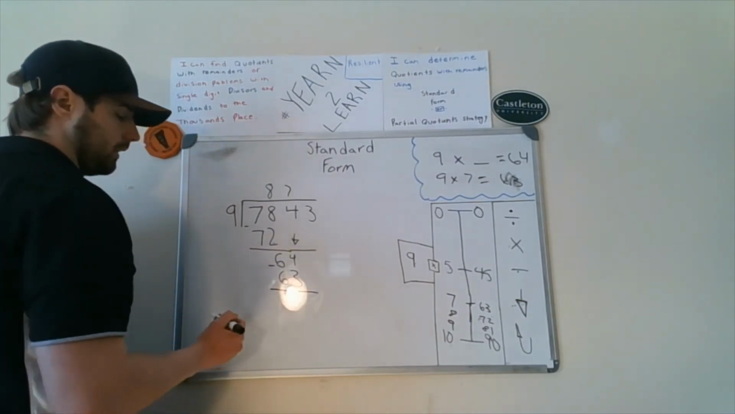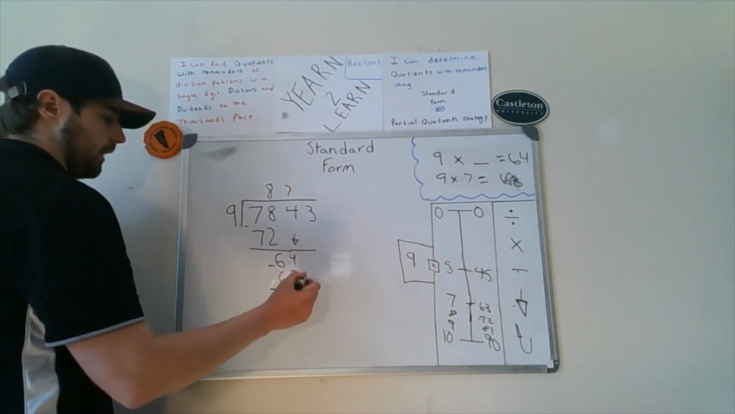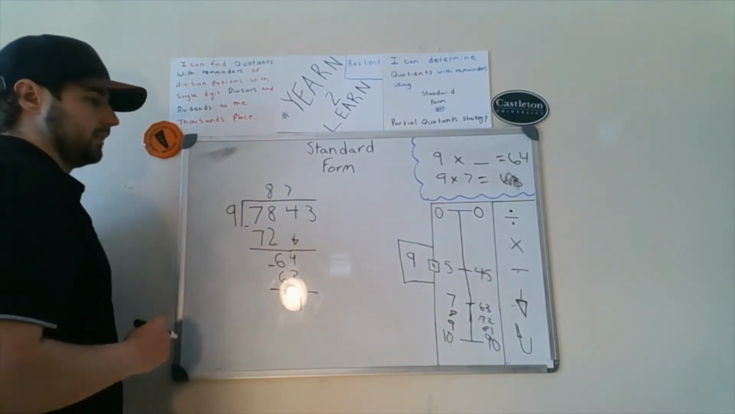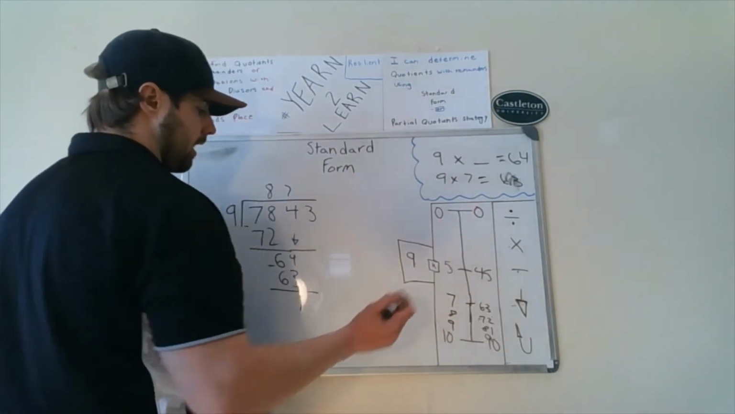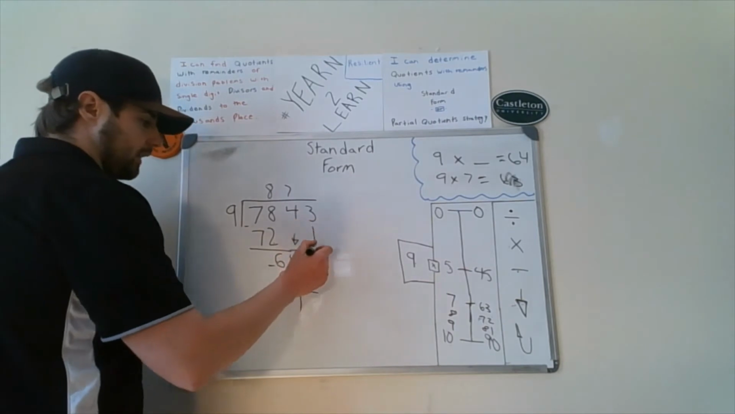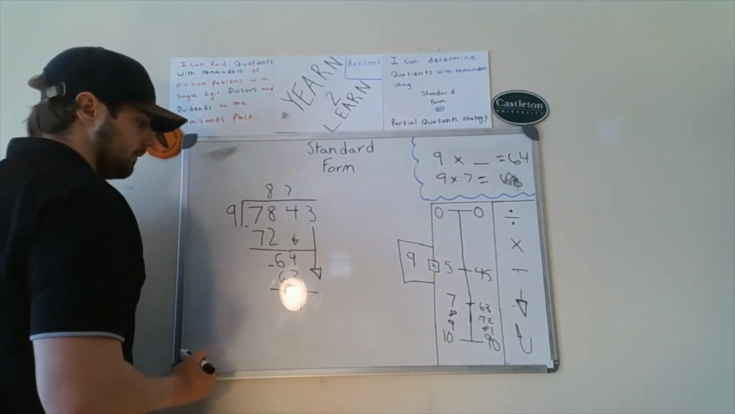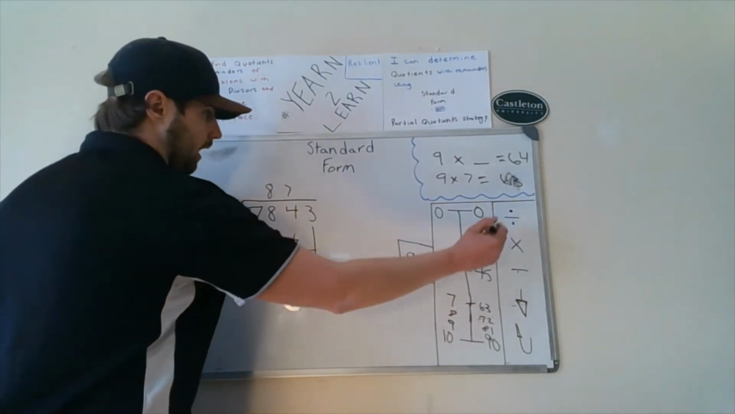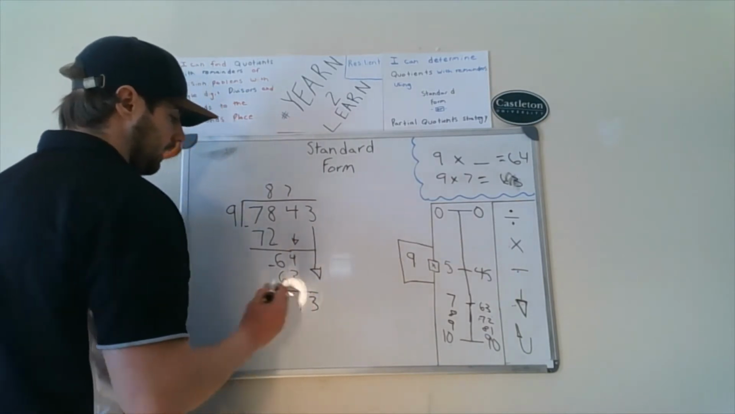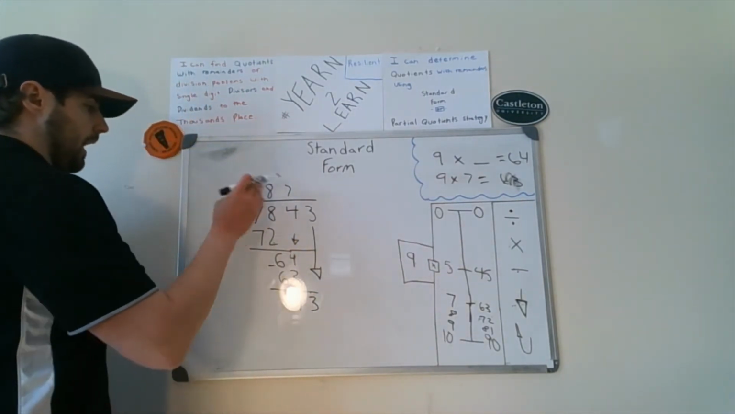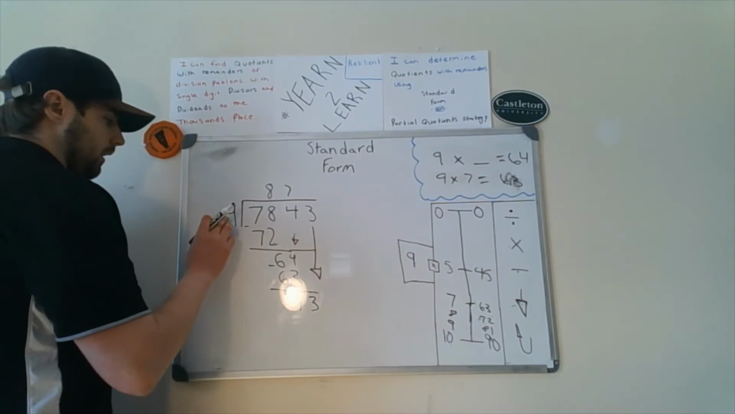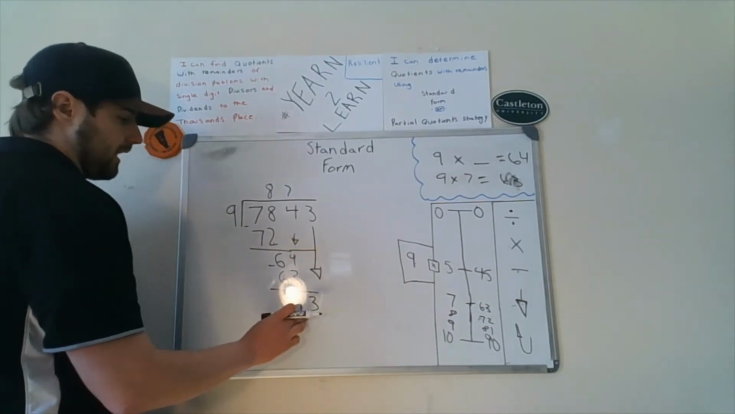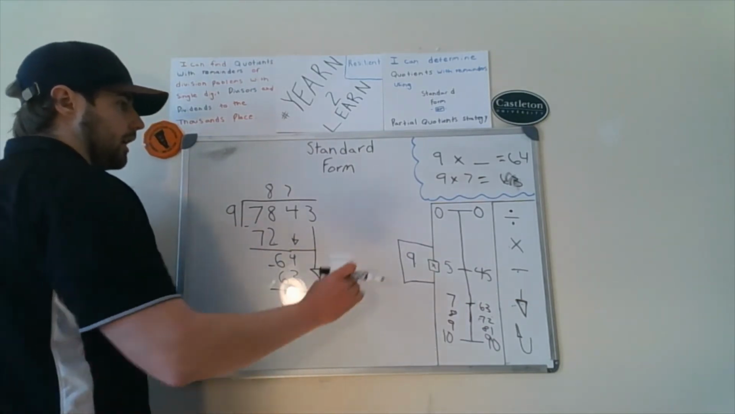I subtract. 3 minus 4 is 1. 6 minus 6 is nothing. I need to bring on down that ones place. I need to bring it on back. I'm dividing 13 by 9. I'm thinking, can 9 go into 13? Absolutely can. 13 is a larger number.